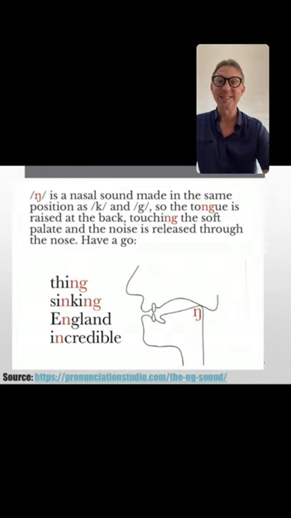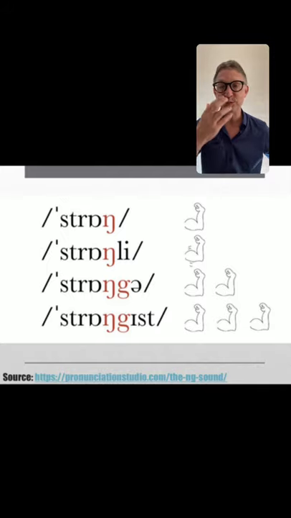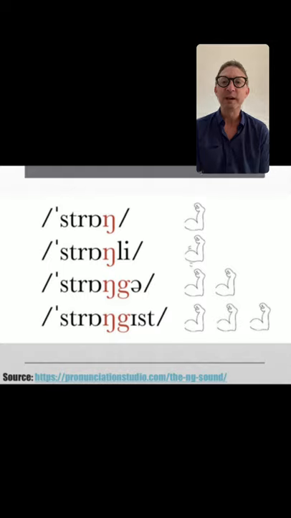We have a lot of practice today, so don't worry. I think the most important thing is to relax and try to understand that you need the tongue touching the back of your mouth or the back of your throat, sort of. And just try to relax the other muscles and produce through the nose a little bit this nasal sound. So look at this interesting diagram here. Strong, strongly, stronger, this is phonetic spelling, and strongest, strongest.